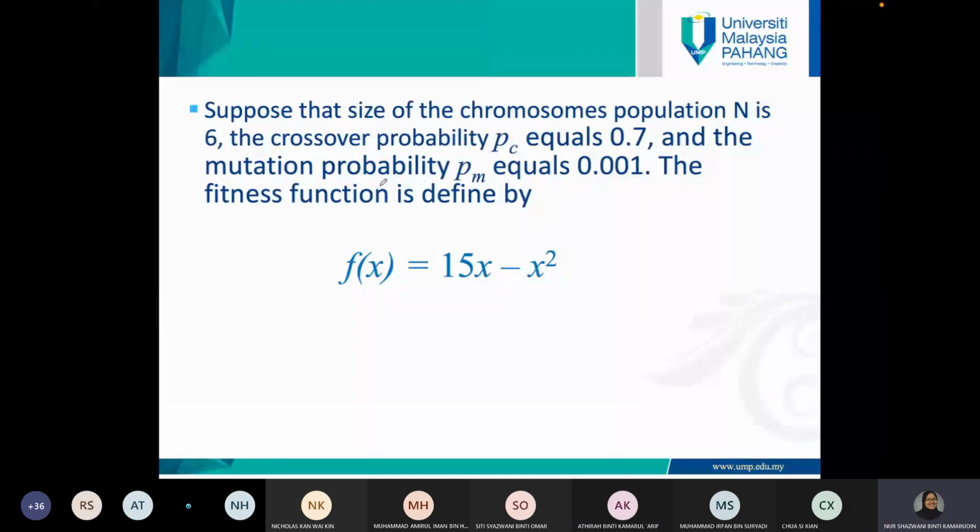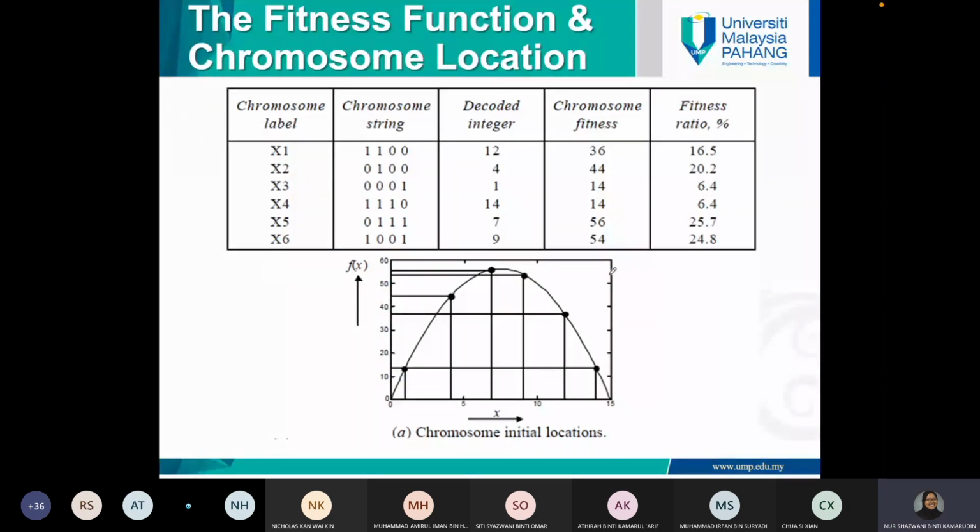Now, suppose that the size of the chromosome population N is 6, meaning there are 6 chromosomes. The crossover probability equals 0.7, and the mutation probability equals 0.001. The fitness function is defined by this function. So we begin by calculating these two.